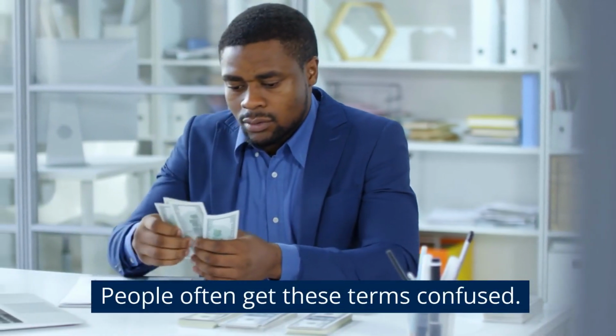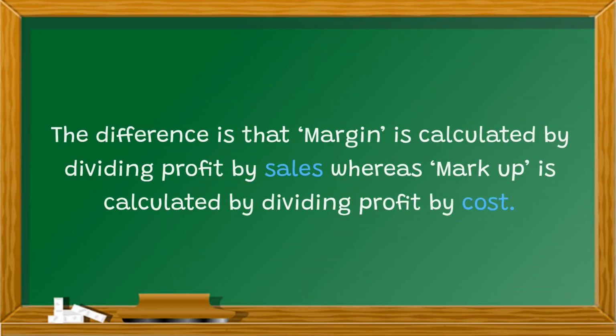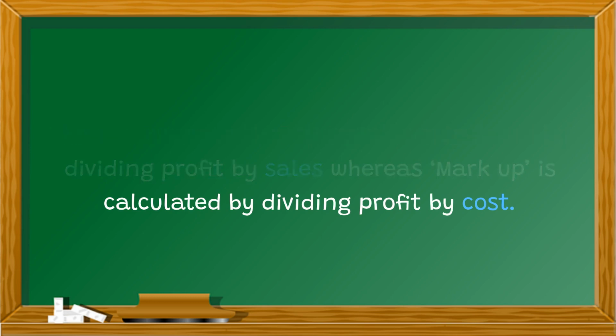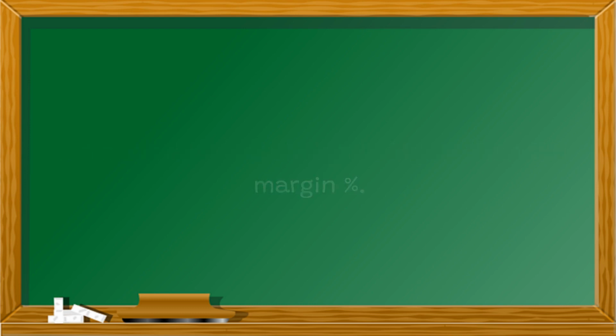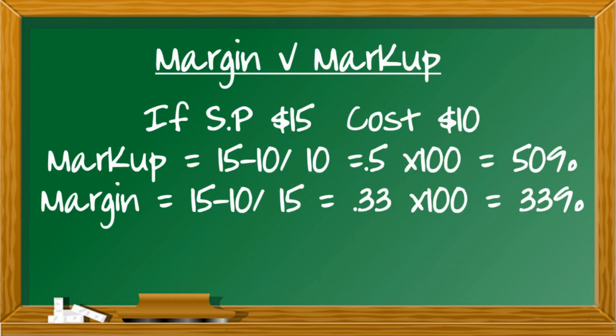Margin versus markup. People often get these terms confused. The difference is that margin is calculated by dividing profit by sales, whereas markup is calculated by dividing profit by cost. The markup will always be higher than the margin. For example, if the cost of a product is $10 and you sell it for $15, then the profit is $5. The markup is 50% calculated by the profit of $5 divided by the cost of $10. The margin is 33% calculated by the profit of $5 divided by the selling price of $15.